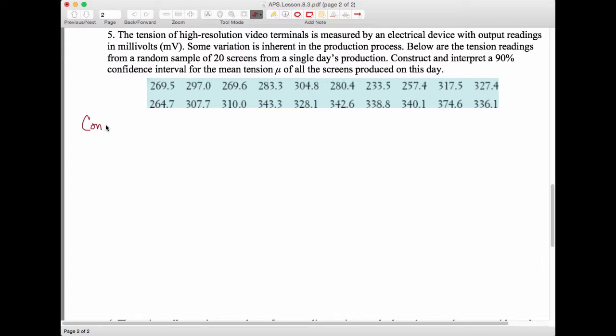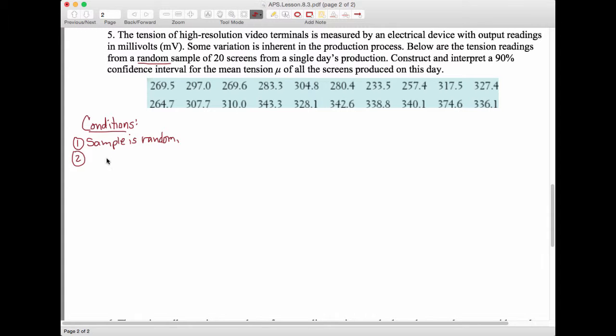That's always the first thing we want to check for any statistical test or confidence interval. So first of all, we check to see if the sample is random. It is stated, so we can just write sample is random. That was in the stem of the problem.